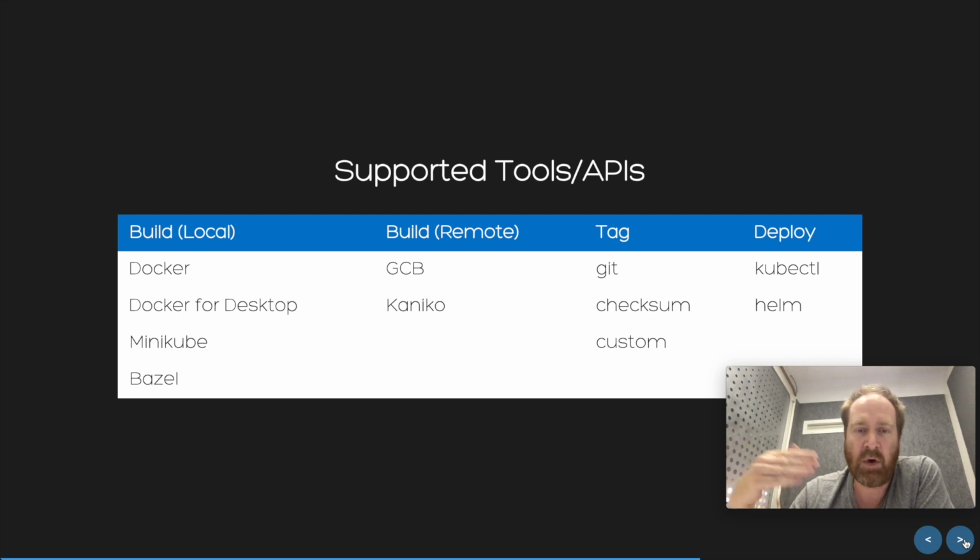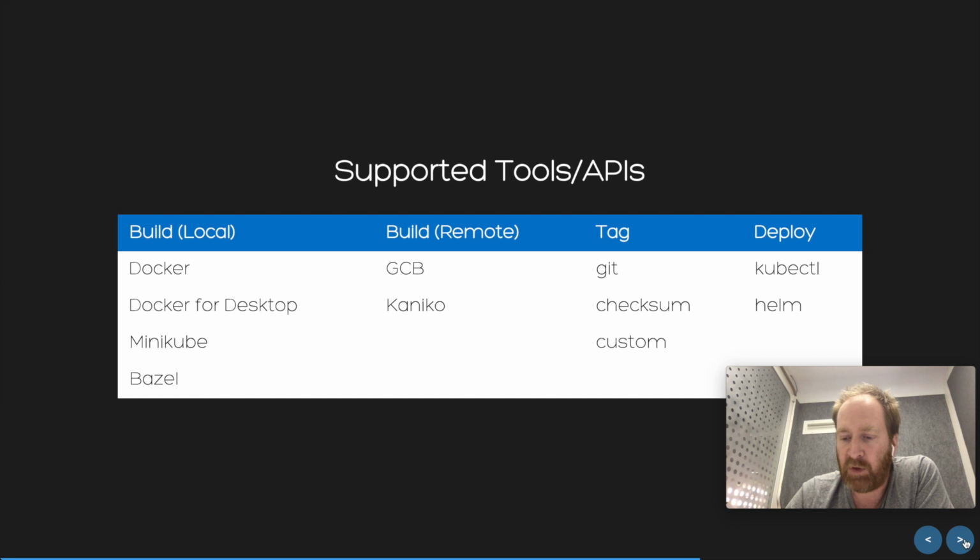If you want to build remotely, not on your machine, you can use GCB, which is Google Container Builder, or you can use Kaniko, which is a new project we announced a few weeks ago that makes it possible to build Docker images from a Dockerfile directly on a Kubernetes cluster without additional privileges like mounting the Docker socket.